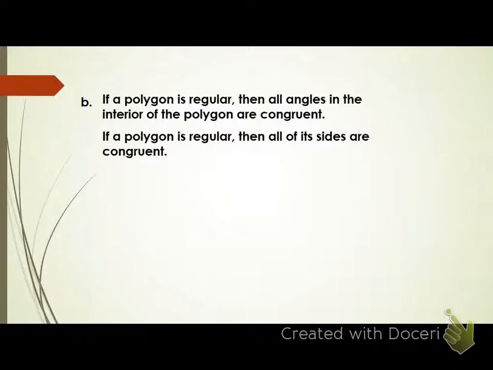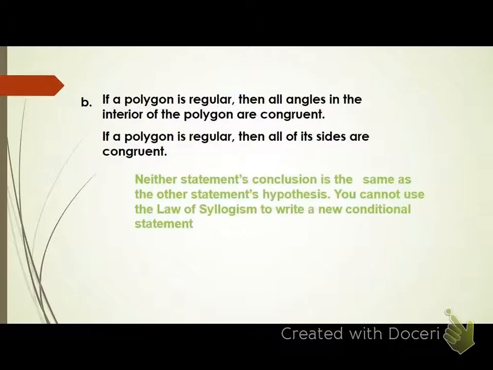This one says, if a polygon is regular, so here's a P, then all angles in the interior of the polygon are congruent. This is Q. So this is P leading to Q. That means that Q needs to be the hypothesis of the next if-then. But if you look in this next if-then, it says if a polygon is regular. It's the same as the first. So it's P again. This does not follow the law of syllogism, since these are not the same. So we're not going to be able to use the law of syllogism to write a new statement. It's just not possible. Okay?